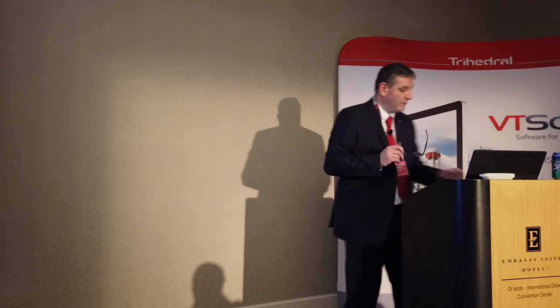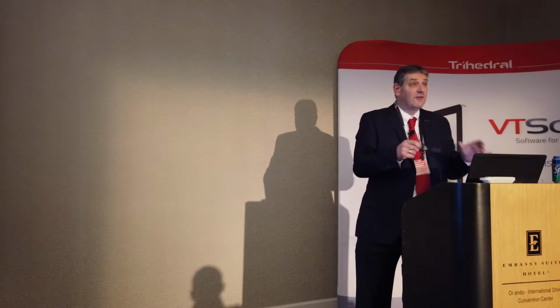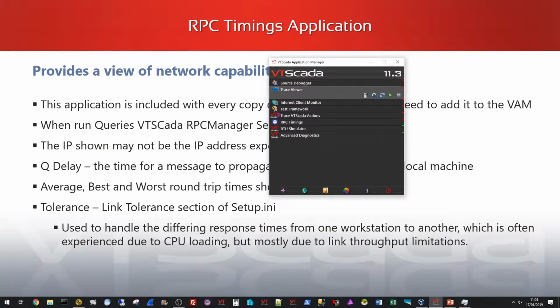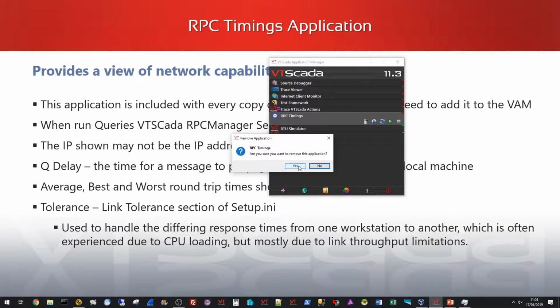Okay, so what I will do is I'll show you the application running. It's a little pointless just because I have 2 servers and they're on machines, so you would hope that the queues would be processing extremely quickly. But on a larger system, this can be useful. So I've already added RPC Timings to the application manager. I'm just going to remove it just to show, yes, I want to keep this.